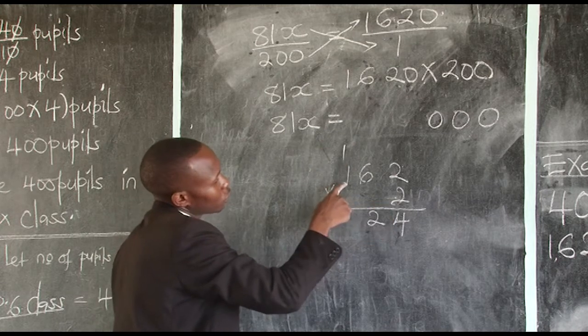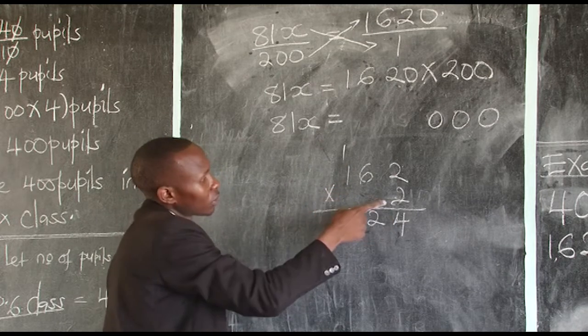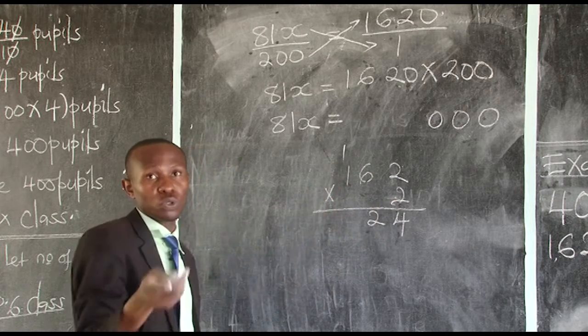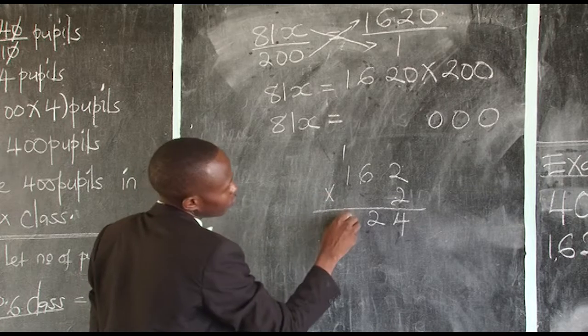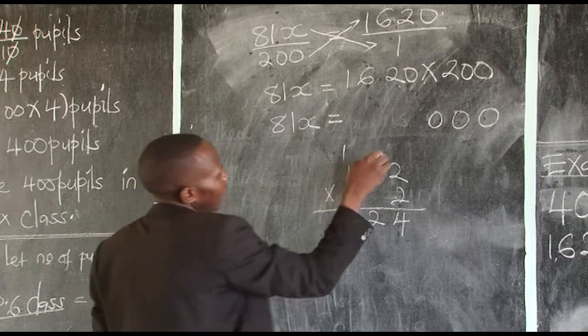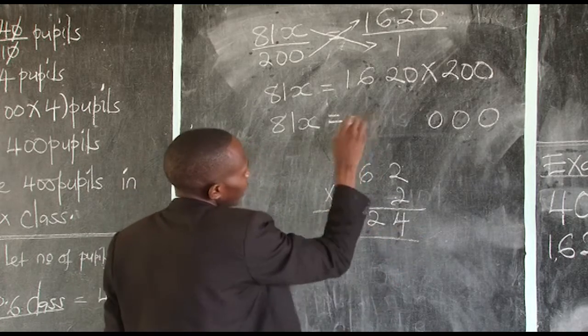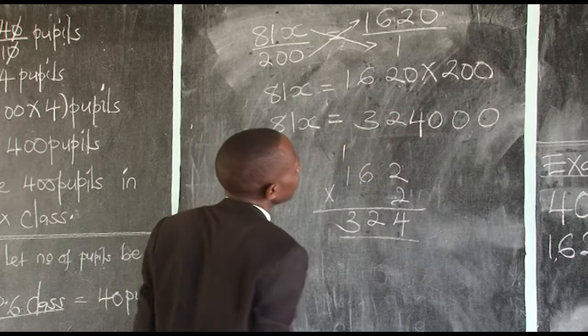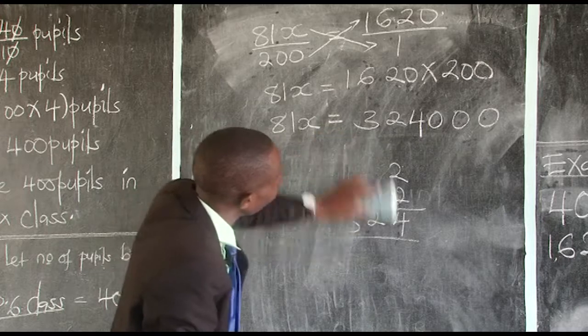1 times 2, or 2 times 1, it will give us 2. Plus 1, it will give us 3. So we shall come with the number we have written here. We write it here: 3, 2, 4. That is the number we have got.